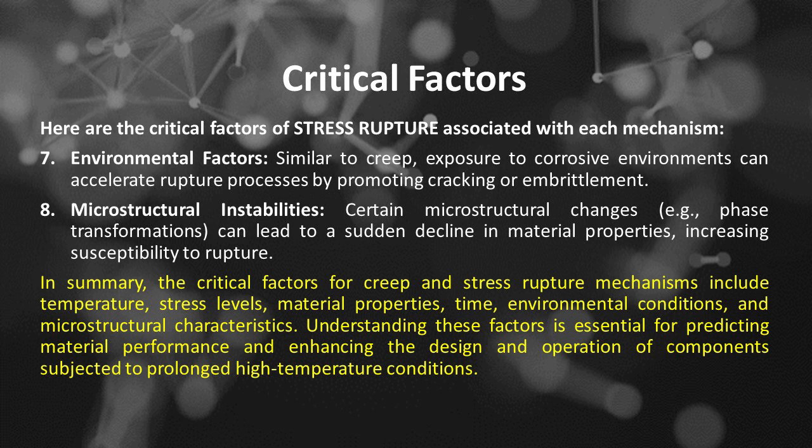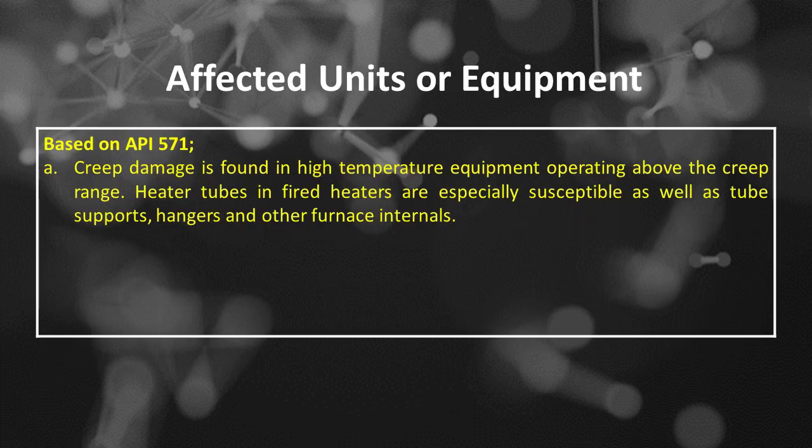Understanding these factors is essential for predicting material performance and enhancing the design and operation of components subjected to prolonged high-temperature conditions. Creep and stress rupture damage mechanisms, affected units or equipment based on API 571. Creep damage is found in high-temperature equipment operating above the creep range. Heater tubes in fired heaters are especially susceptible, as well as tube supports, hangers, and other furnace internals.